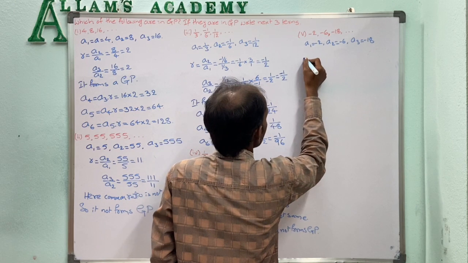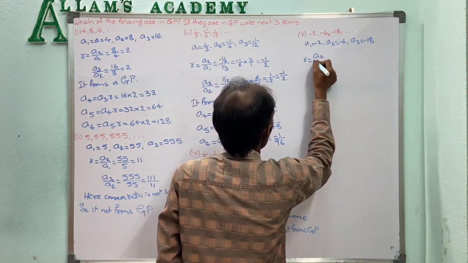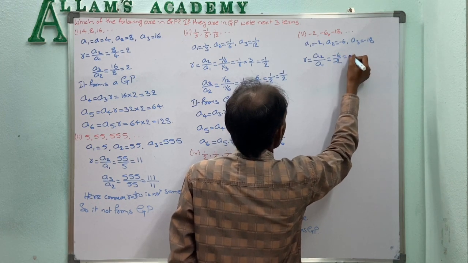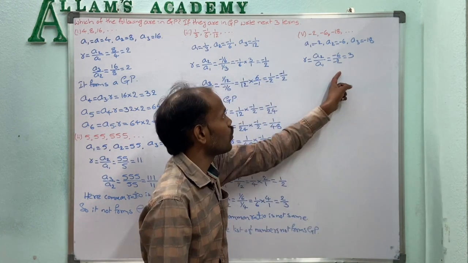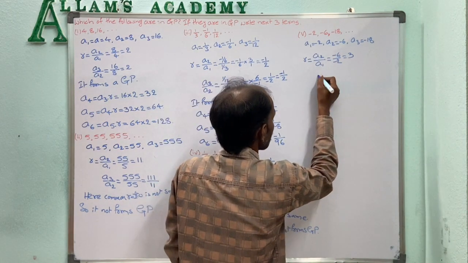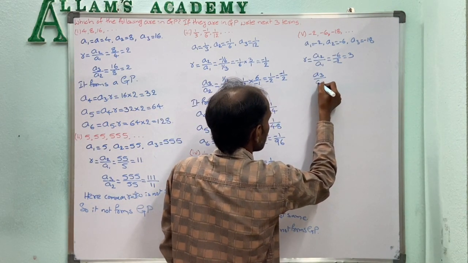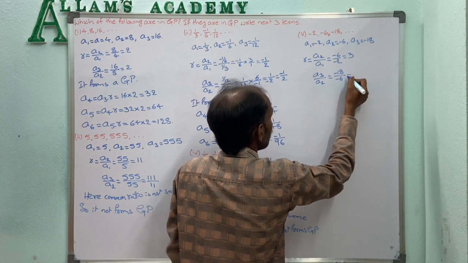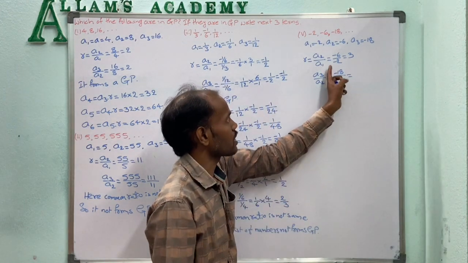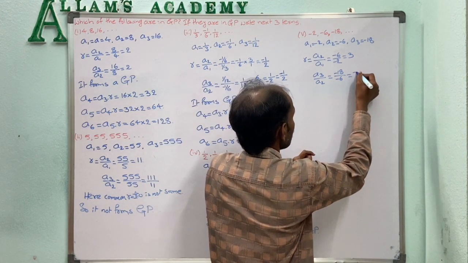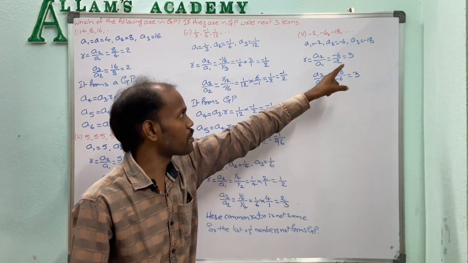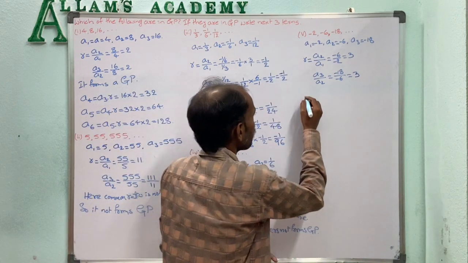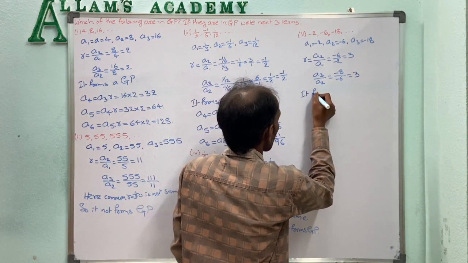So R is equal to A2 by A1, that is minus 6 by minus 2, which is 3. 2 ones are 2, 2 threes are 6. Minus minus gets cancelled. Next, the ratio of the next two terms, A3 by A2, is equal to minus 18 by minus 6. So 6 ones are 6, 6 threes are 18. Minus minus here also gets cancelled. That is 3. So here we observe both ratios are equal. So the given information forms a geometric progression.